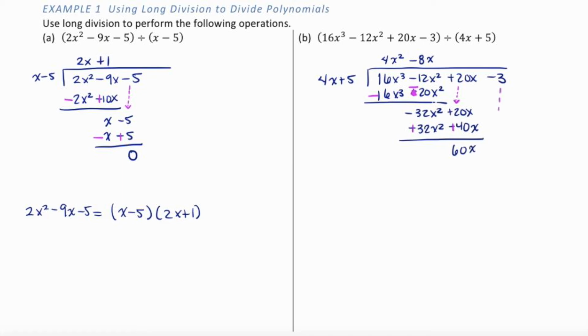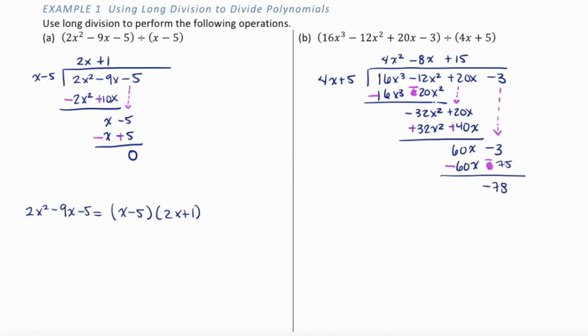Now let's go ahead and bring down this last negative 3. 4 times what gives us 60? That's right, it's 15. So we have 60x plus 75. Now let's go ahead and change our signs. This is a negative, and this is also a negative now. So we end up with negative 3 minus 75 is negative 78.